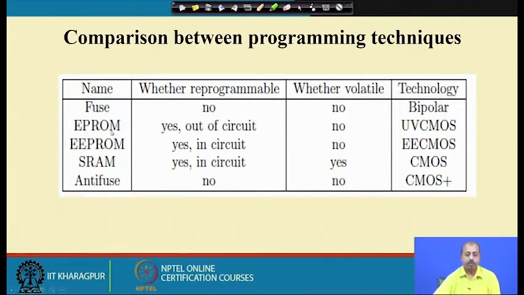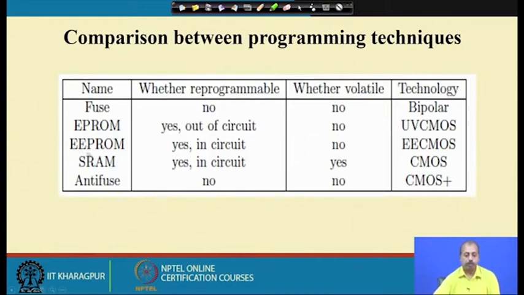Then EPROM. It is also reprogrammable, but you have to take it out of the circuit, because for reprogramming, we have to take it out and expose it to ultraviolet light, and only then will the content be reset, and then you can program it again. So, it is reprogrammable, but out of circuit. It is not volatile, because the content will never be lost. The technology used is UV CMOS, ultraviolet CMOS technology.